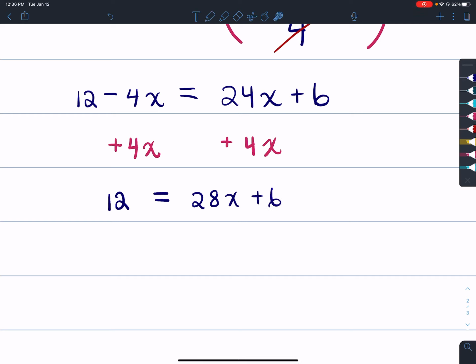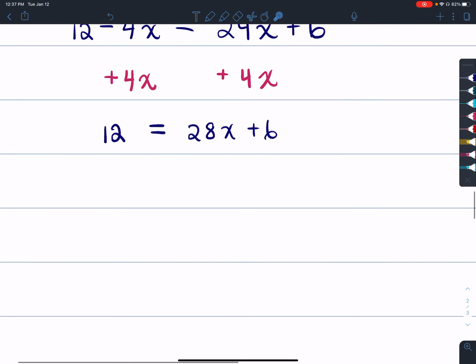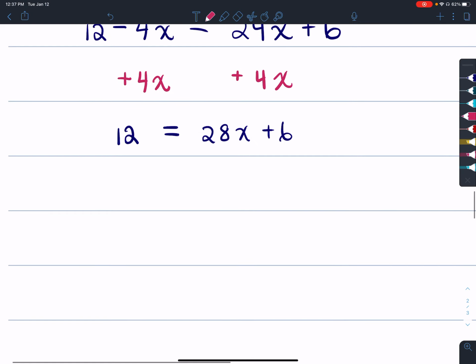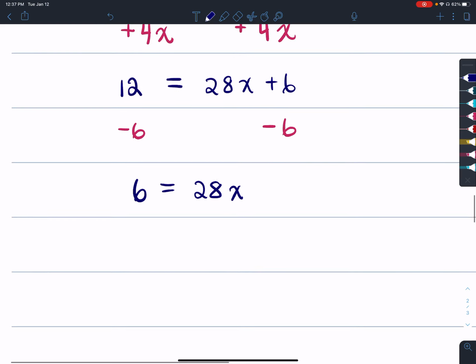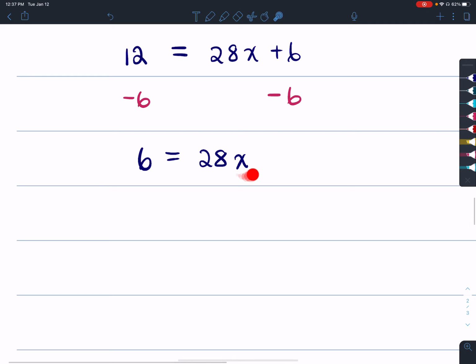6. I really want to get rid of this plus 6, since I just want my x by itself. So I'm going to subtract 6 on this side and subtract 6 on the other. So now I get 6 equals 28x. And now I only want 1x, I don't want 28 of them, so I need to divide by 28 on both sides.